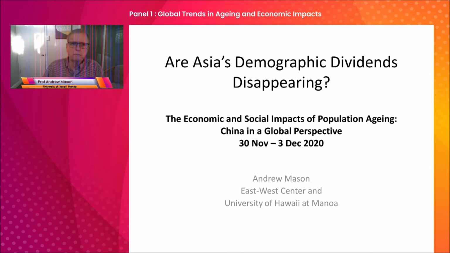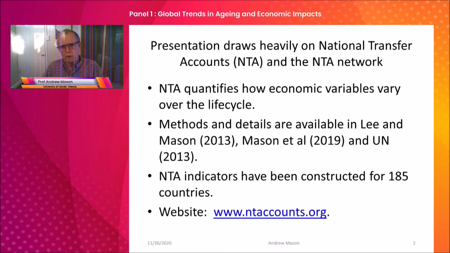So next slide, please. So I'm going to draw heavily on national transfer accounts and work by the NTA network. So in short, the NTA quantifies how economic variables vary over the life cycle. There's a great deal more to it, and a lot of details, and you can go to the references provided at the end of the presentation, or you can go to our website, www.ntaccounts.org, if you would like more information. Let me also say that we have recently constructed NTA indicators for 185 countries by combining our work on NTA with the UN World Population Prospects released in 2019. Next slide, please.